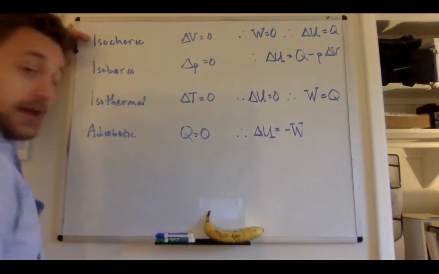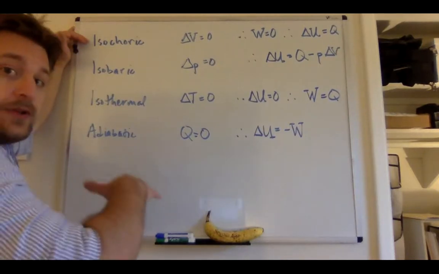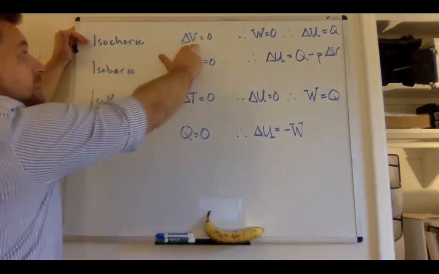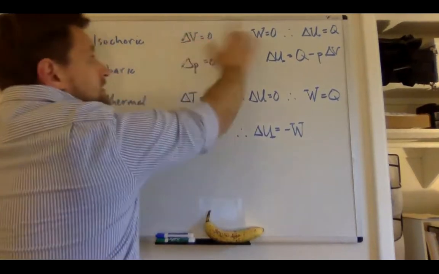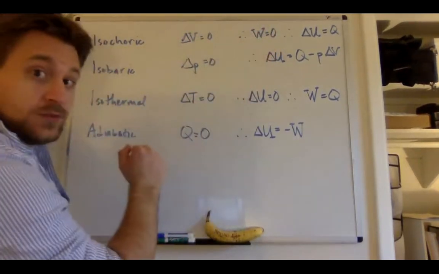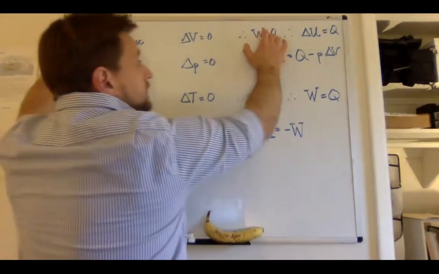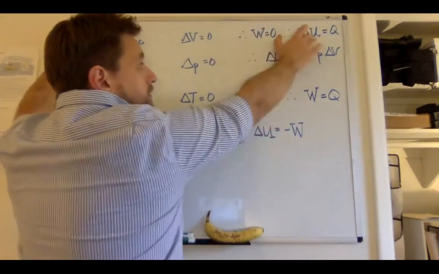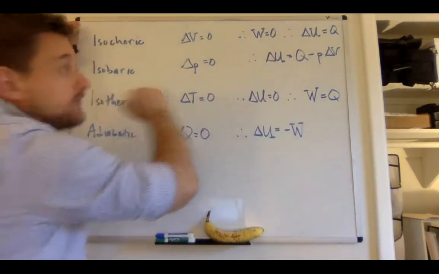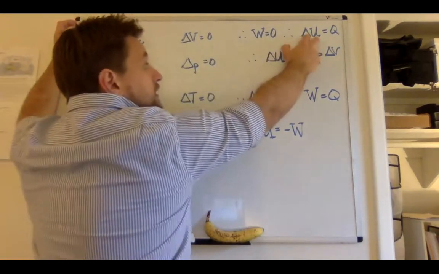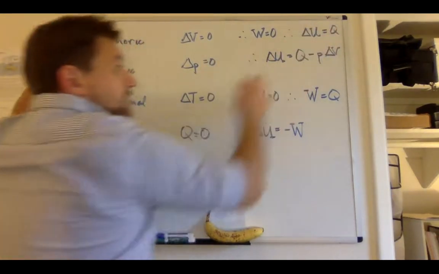In an isochoric, same volume process, the volume is constant. If the volume is constant, that means the system cannot do any work. And if the system can't do any work, then the first law of thermodynamics reduces to the fact that the change in internal energy must be equal to the heat transfer.